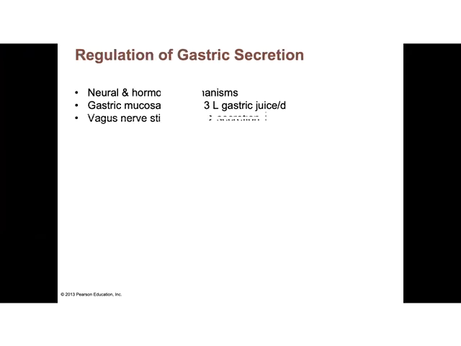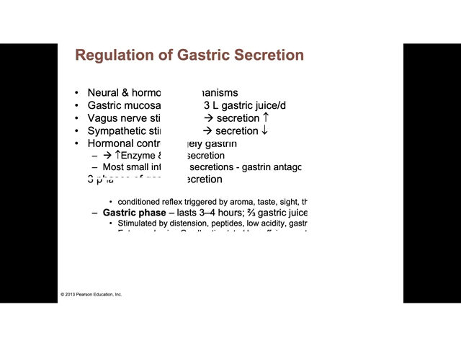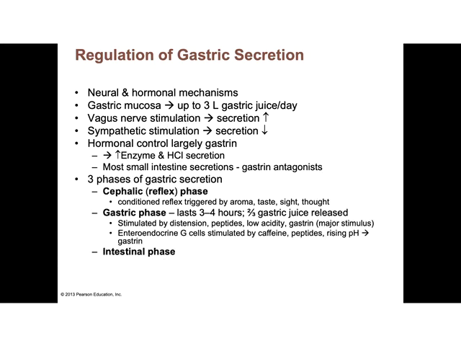Okay, gastric secretion is regulated by both neural and hormonal mechanisms. There's a cephalic, a gastric, and an intestinal phase. The gastric mucosa produces up to 3 liters of gastric juice daily. Vagus nerve stimulation increases it, and sympathetic stimulation decreases it. Hormonal control is mostly the action of gastrin, which is made by those enteroendocrine cells. That's going to lead to an increase in enzyme and hydrochloric acid secretion. And it's also going to promote more peristalsis, or churning by the stomach.